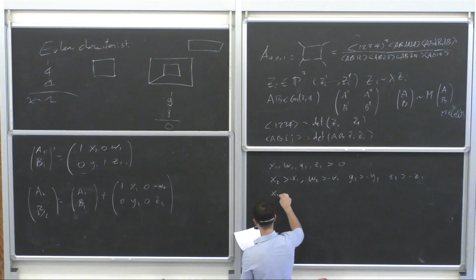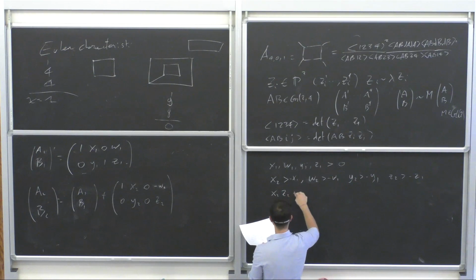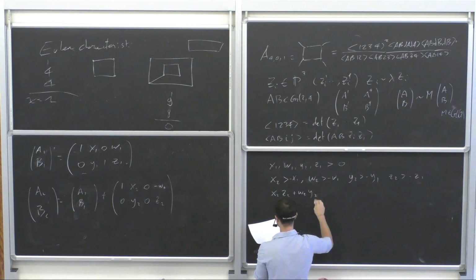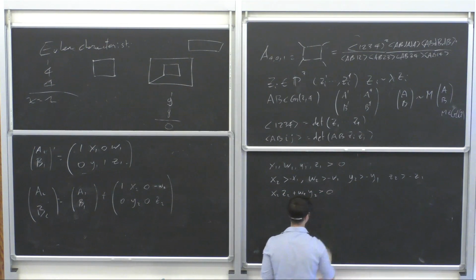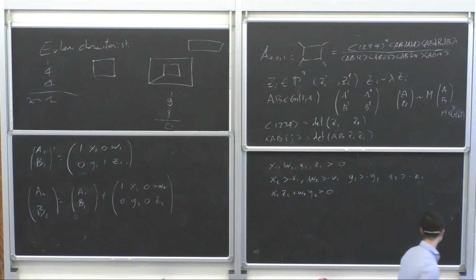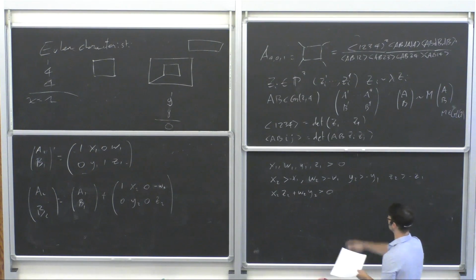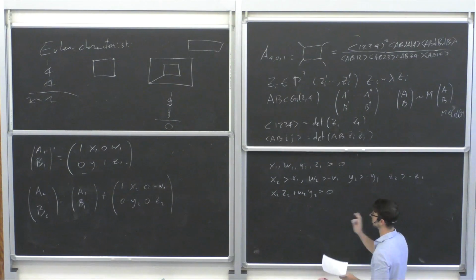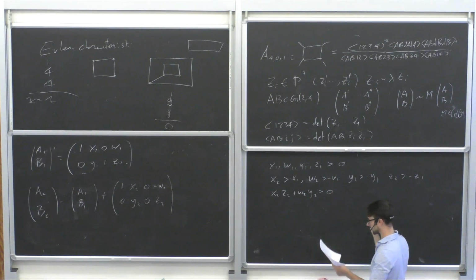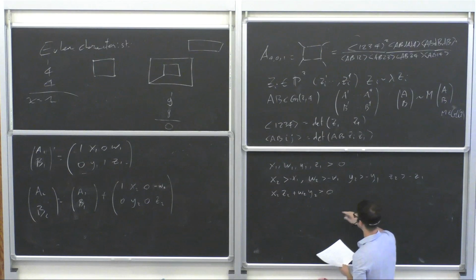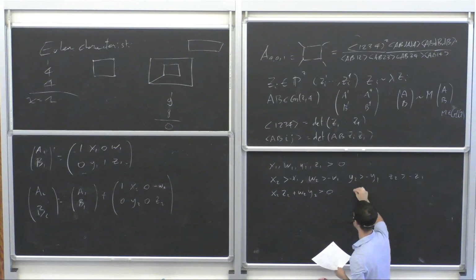That is x2 z2 plus w2 y2 bigger than 0. And already in the second paper of the amplituhedron, they suggest to represent this interior. They have different coordinates, but similar. And you can think of this relation as a scalar product.